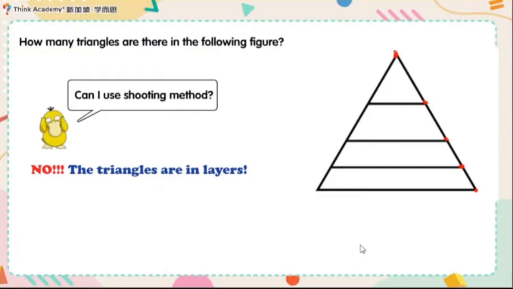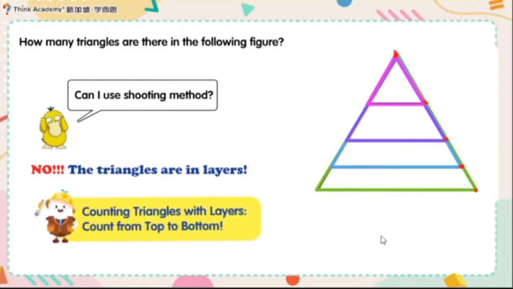So how many layers or how many triangles are there? There's one triangle, teeny tiny on top, but if we combine with the part below, there's one more triangle, and then combine with the part below, one more triangle, combine again with the part below, another triangle. So we have 1, 2, 3, 4 triangles in total. If your triangles are arranged in layers, we just count from top to bottom. If you see that this looks like a pyramid, or an inverted carrot, just count from the top to the bottom.